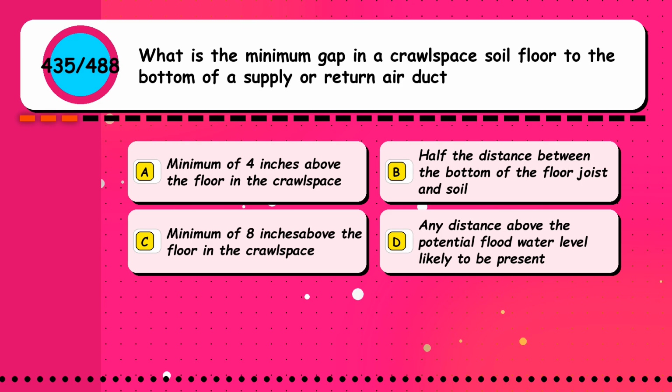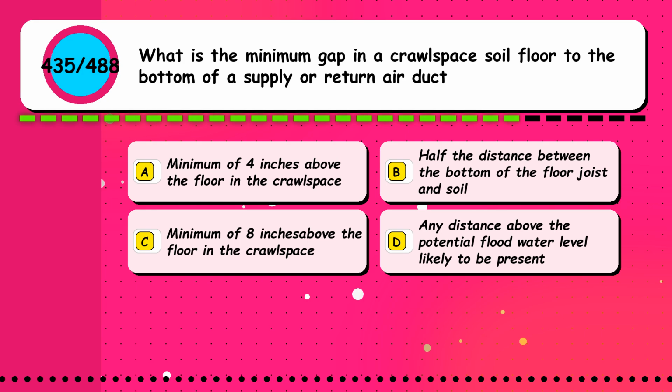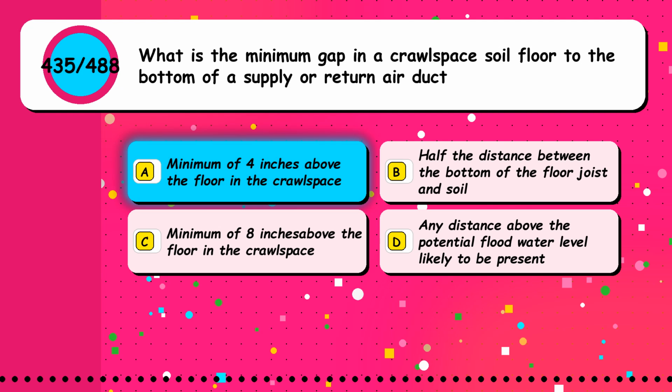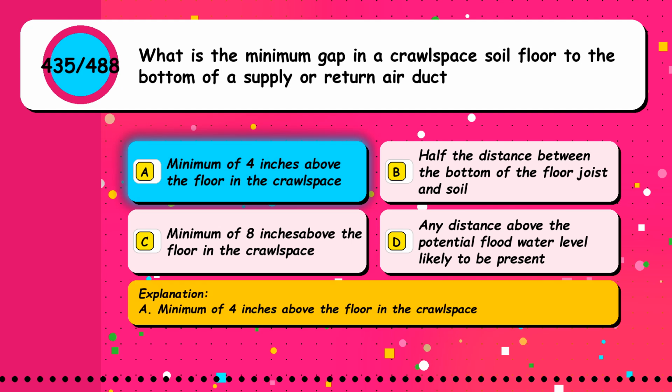Question 435. What is the minimum gap in a crawlspace soil floor to the bottom of a supply or return air duct? Option A, minimum of 4 inches above the floor in the crawlspace. Option B, half the distance between the bottom of the floor joist and soil. Option C, minimum of 8 inches above the floor in the crawlspace. Option D, any distance above the potential flood water level likely to be present. The correct answer is option A, minimum of 4 inches above the floor in the crawlspace.